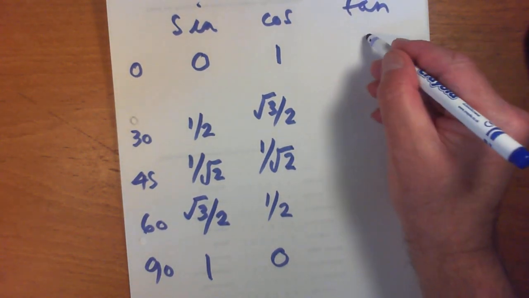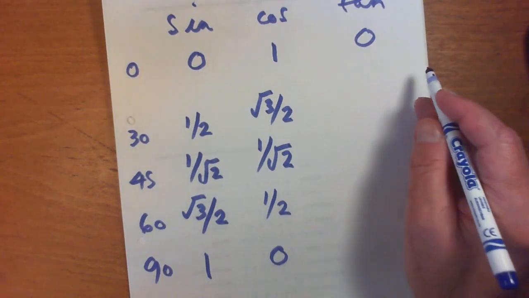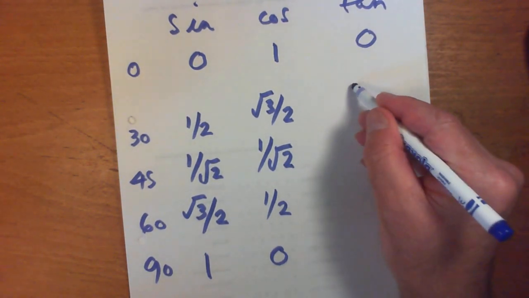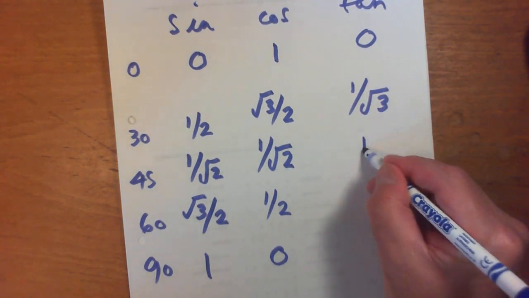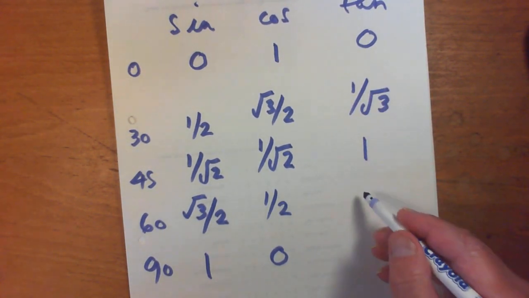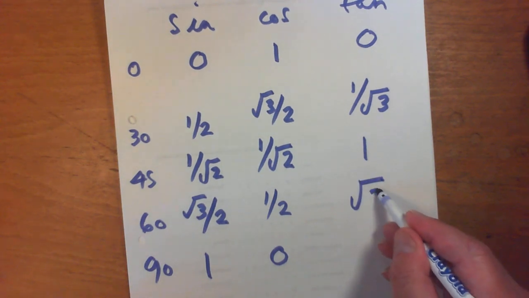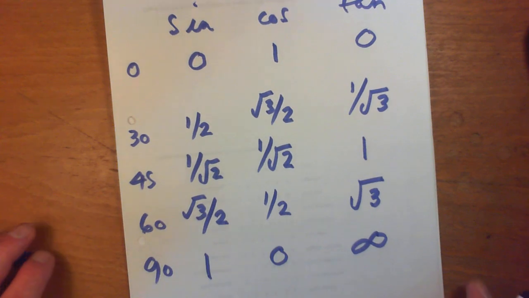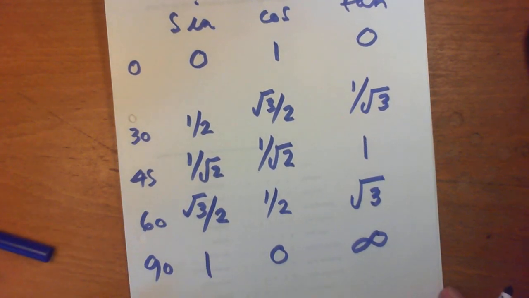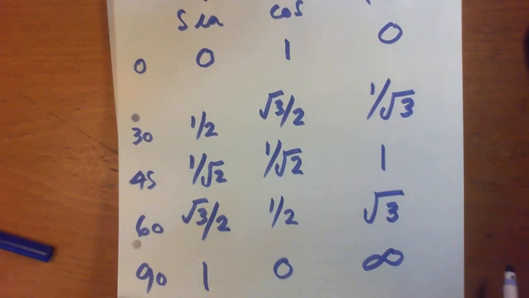Tangent is slightly different. The tangent of 0 is 0. For 30, it's 1 over root 3. For 45, it's 1. For 60, it's root 3. And for 90, it's infinity. As I say, you can draw up triangles to just convince yourself of this.